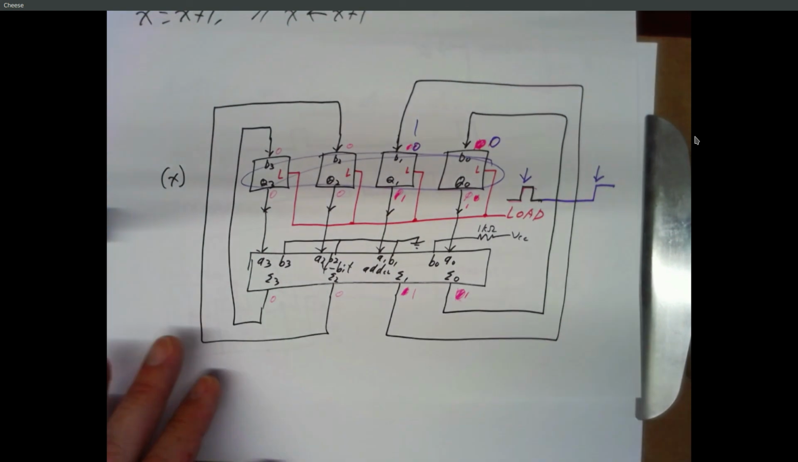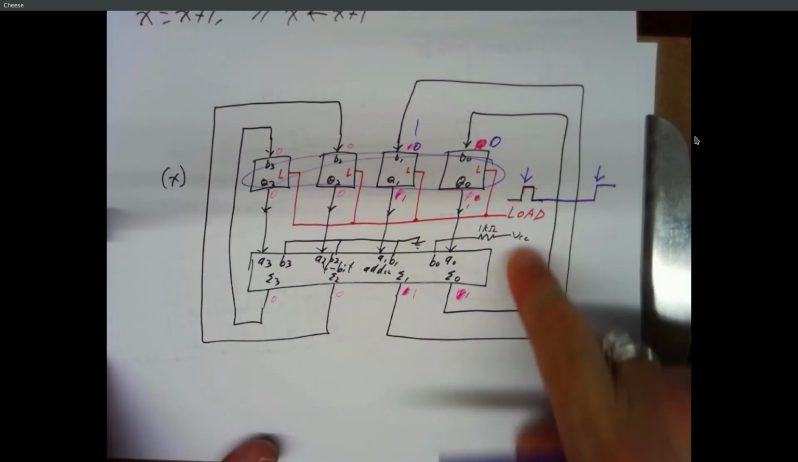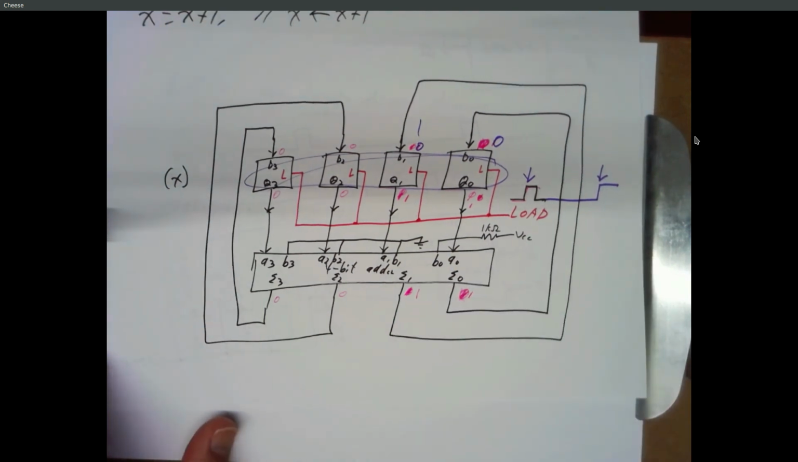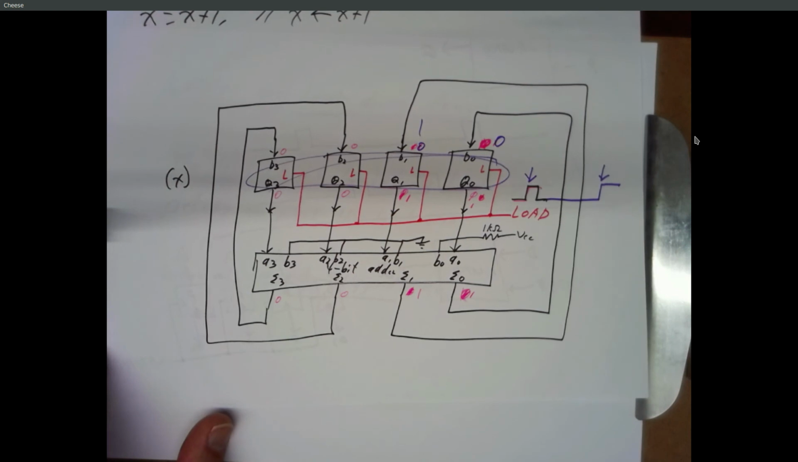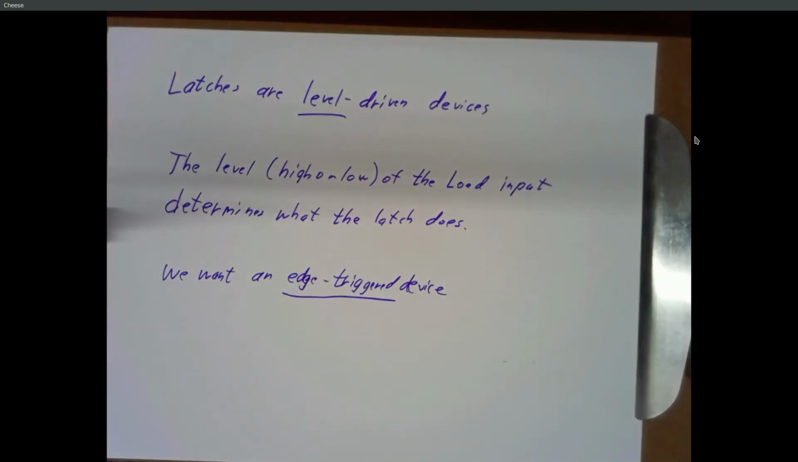So if we can make an edge-triggered device instead of one that pays attention to the absolute level of the load line, we can use that to build these kinds of circuits. Okay, that's our basic prescription. So let's take a 5-minute break, and then we'll look at how to make an edge triggered device. And it's going to be really easy to do, given that we have level triggered devices.